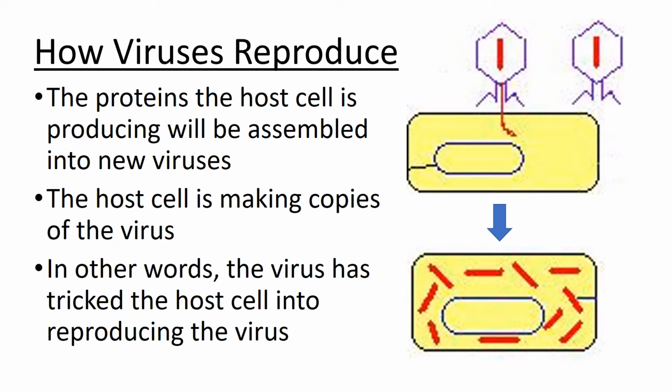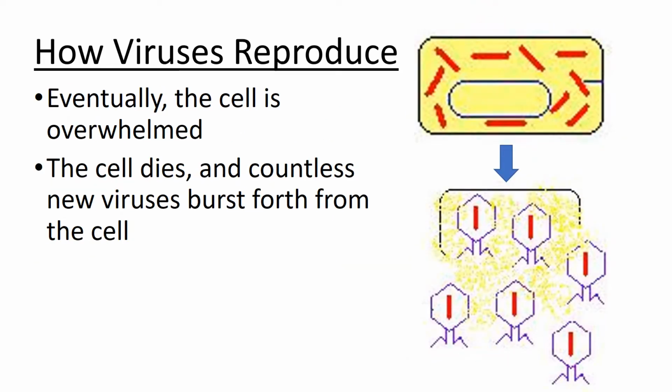We said that viruses reproduce, and then we said viruses can't reproduce on their own. Well, this is what we mean. They can't reproduce on their own, so what they do is they trick cells into reproducing the virus. This process does not end well for the host cell. Eventually, the cell is overwhelmed, and the cell dies, and countless new viruses burst forth from the cell. And you can see that happening on the right.